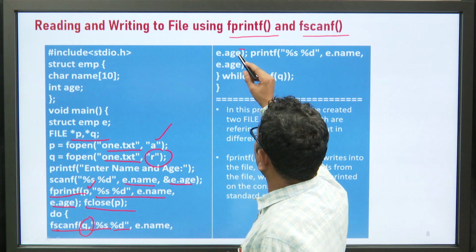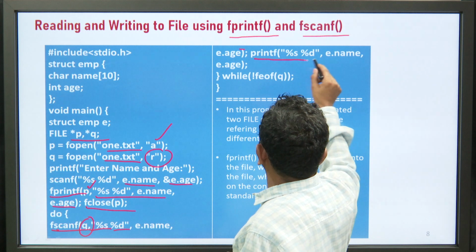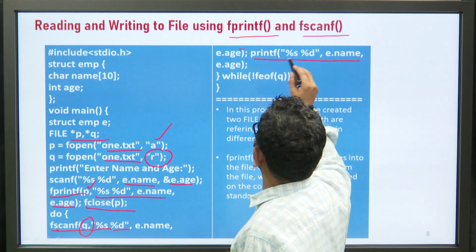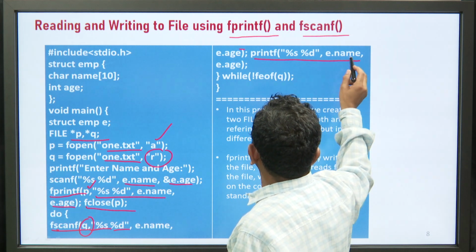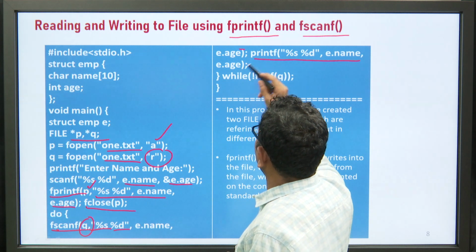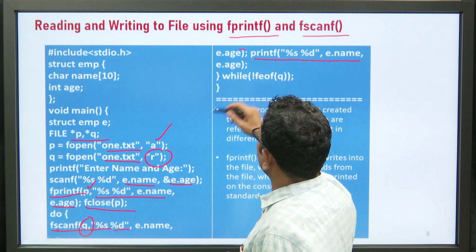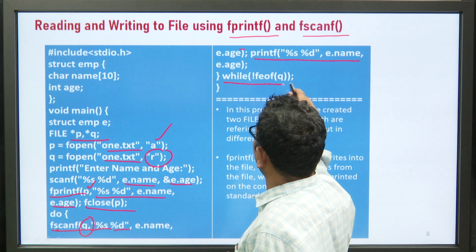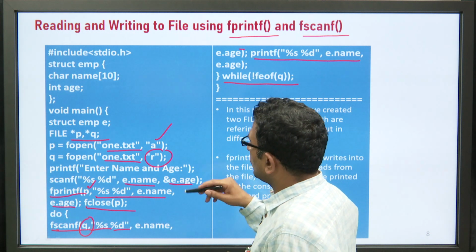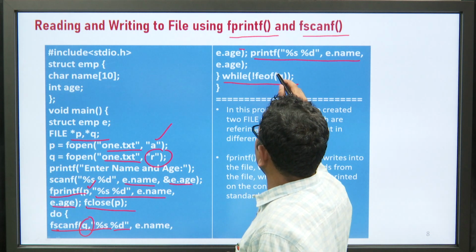Just see here, once we have read it out, it will be printed on the console. So, using the printf function with %s, %d, e.name, e.age, these values will be printed on the console. This loop, actually a do while loop, will run until we reach the end of file.